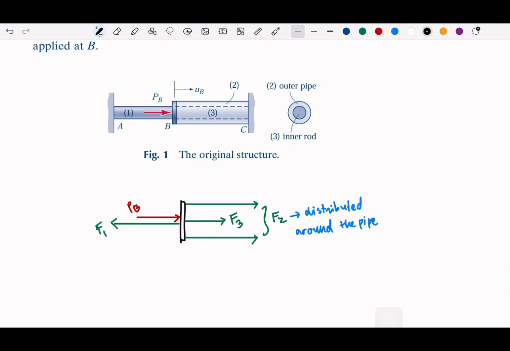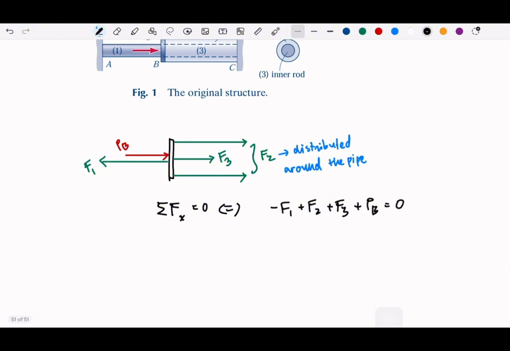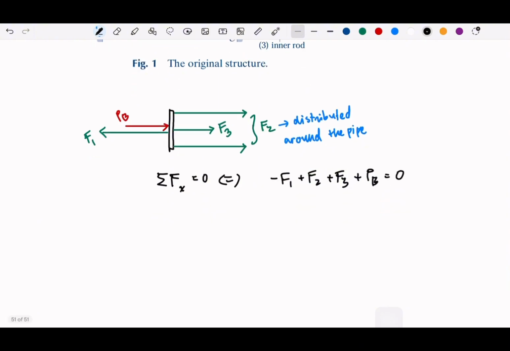Okay, now from this equilibrium, we get that this will be equal to 0.